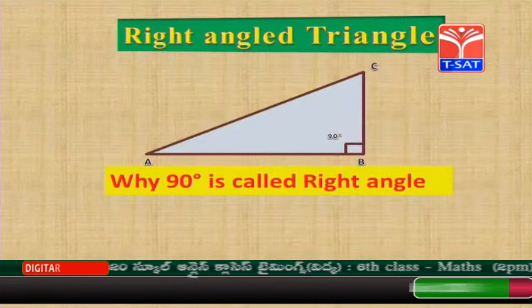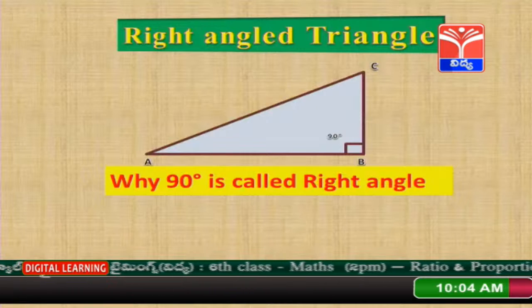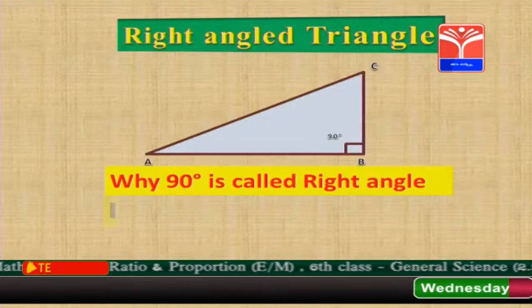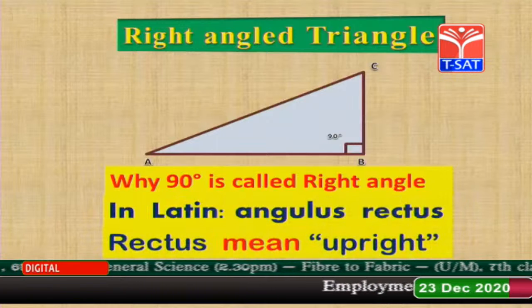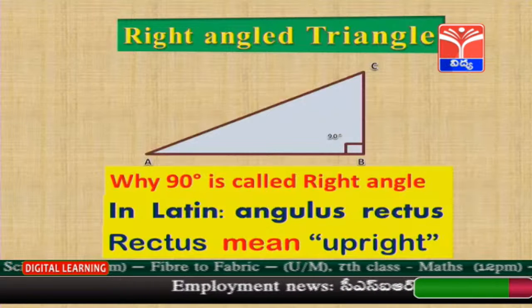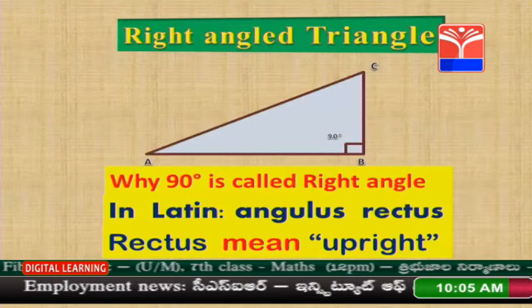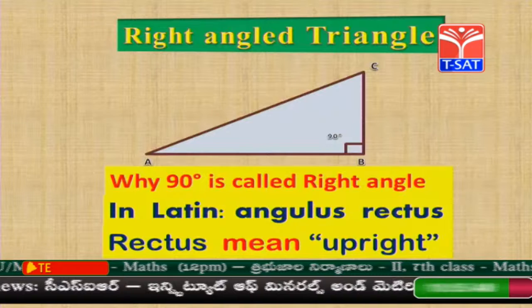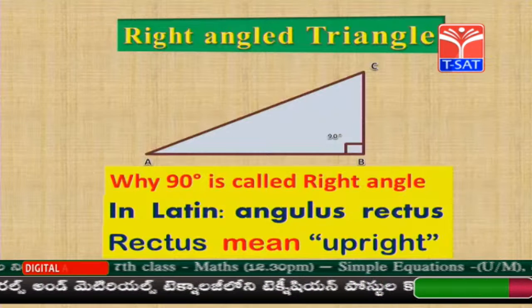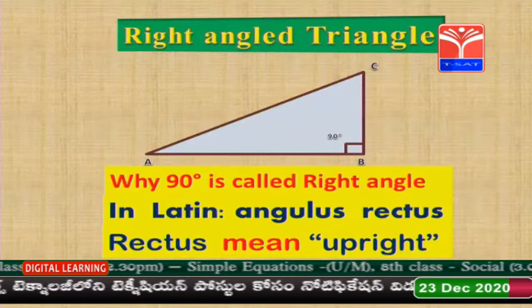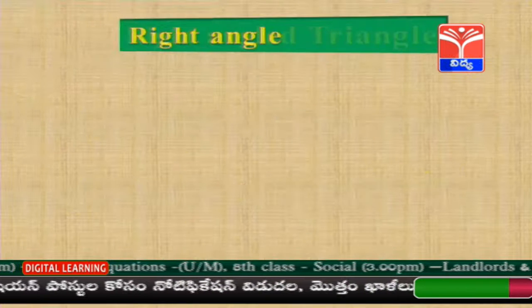Now, why do we call a 90 degrees angle a right angle? Shall we see it? Please see. In Latin, angulus rectus means the angle between an upright line or a vertical line. That is the reason rectus means upright line, right angle.